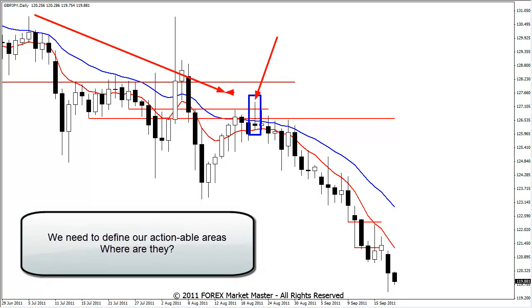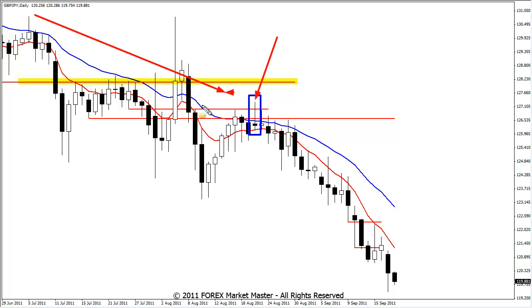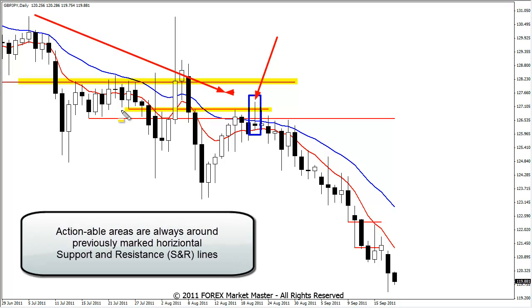The only way we find out where our actionable areas are is to mark off horizontal support and resistance lines. We have one here. We have another at a swing low, and it has to be a recent swing low. This is a recent swing low. This is another recent swing low. Now, why is that? Because we want to see where support turns to resistance.